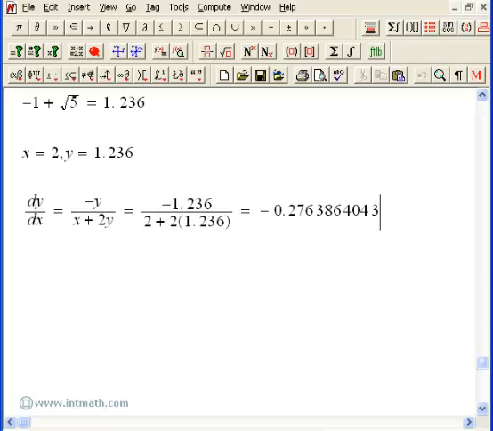And remember, the graph showed us that the first derivative is negative, so that makes sense. Once again, I'll correct to 3 decimal places, which will be sufficient for this problem. So now I have an x value, a y value, and a dy/dx value. I can go ahead and find the second derivative value.